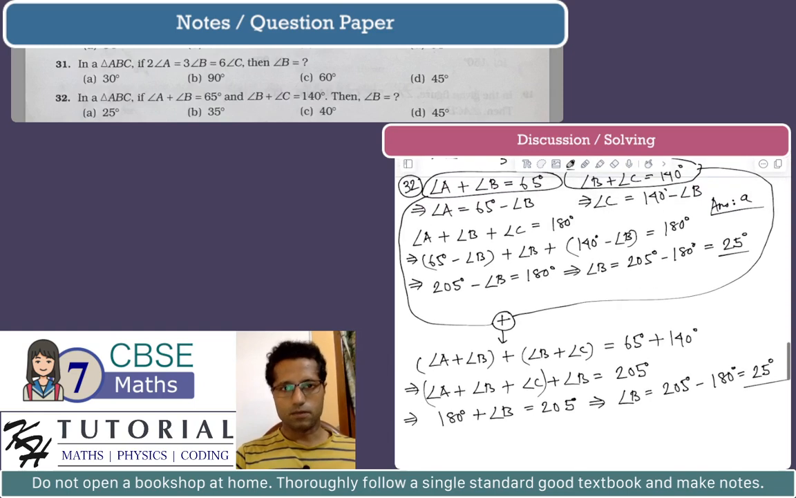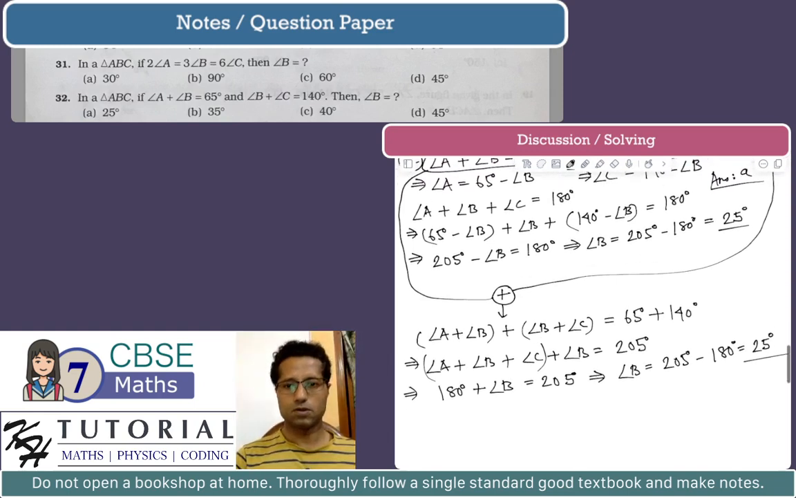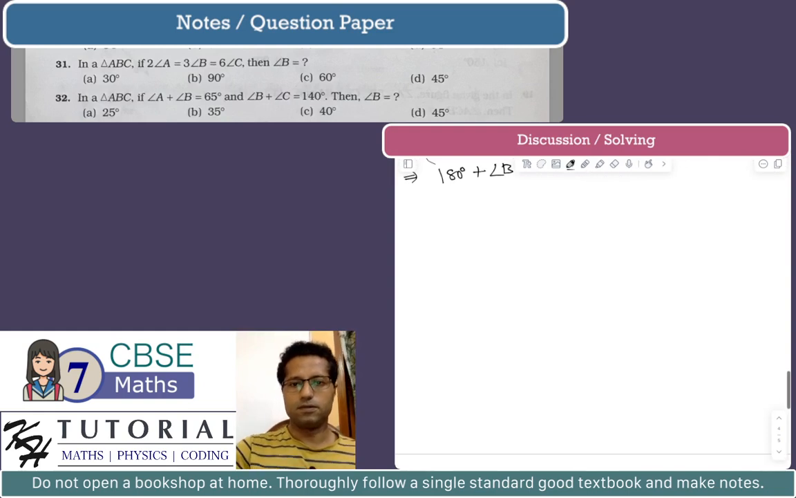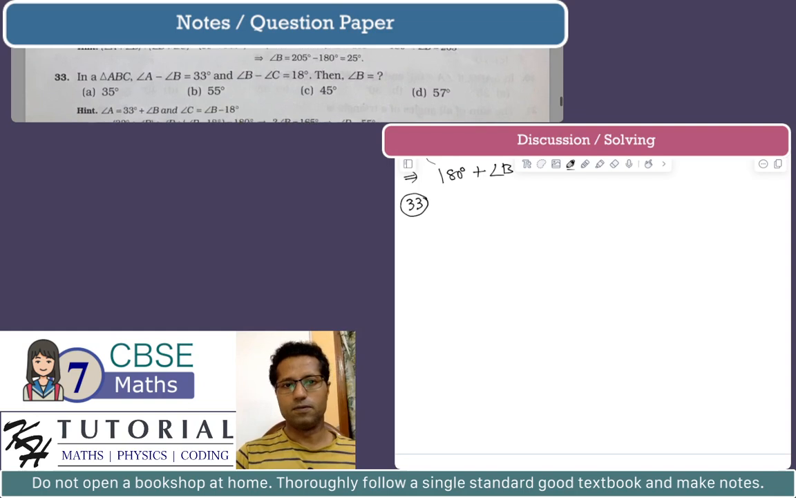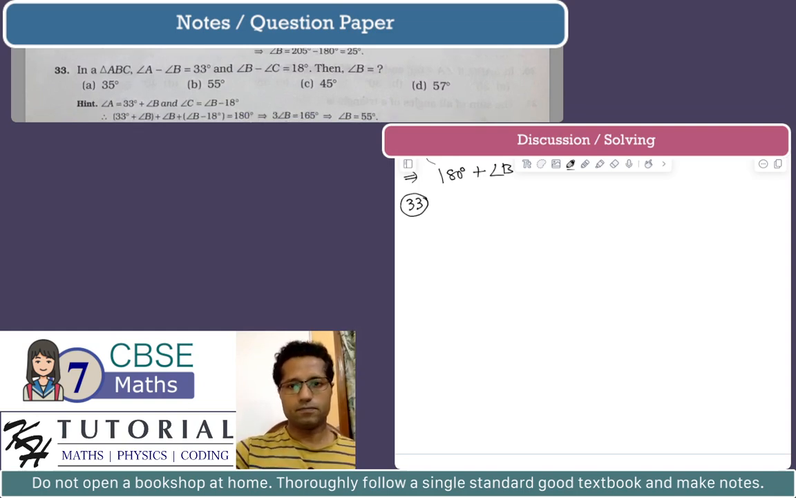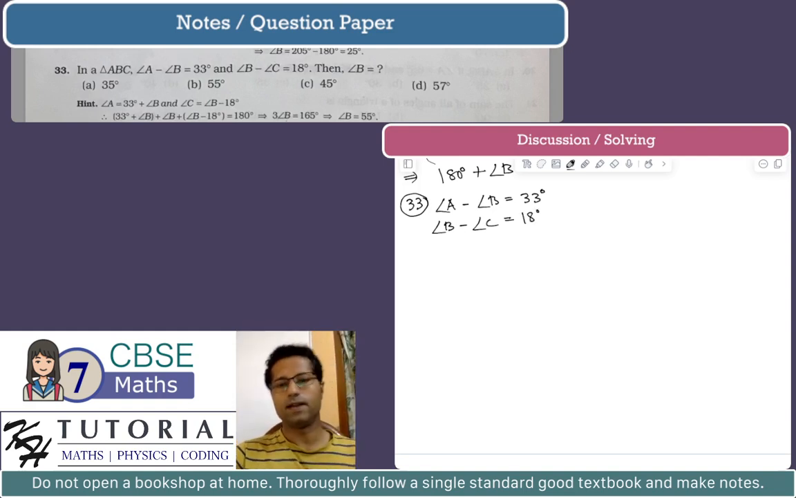This was question number 32. Okay, let's do problem number 33. Oh, it is the same kind of problem. Okay, so what do we have? We have angle A minus angle B is equal to 33 degree, and we have angle B minus angle C equals to 18 degree, and we have to find angle B.